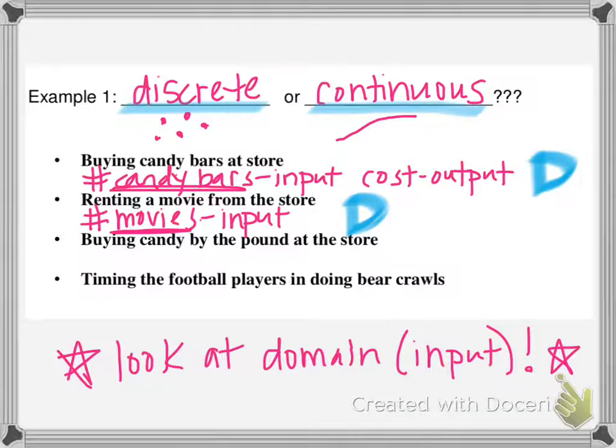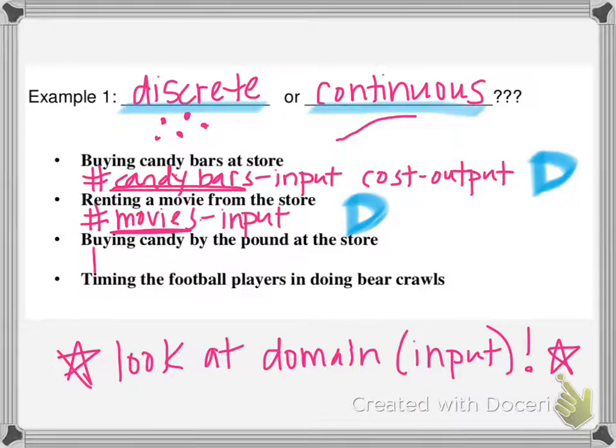All right, the next one, buying candy by the pound at the store. So this is a little bit different. Lots of places don't do this anymore. But you can also think about buying fruit in the produce section. Whenever you buy candy by the pound or fruit by the pound, you put it on the scale. The scale can read any weight, and then that gets multiplied by the price per pound.